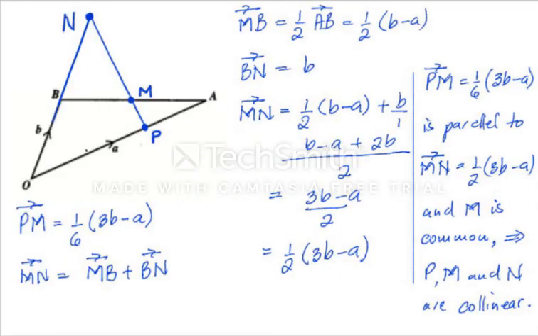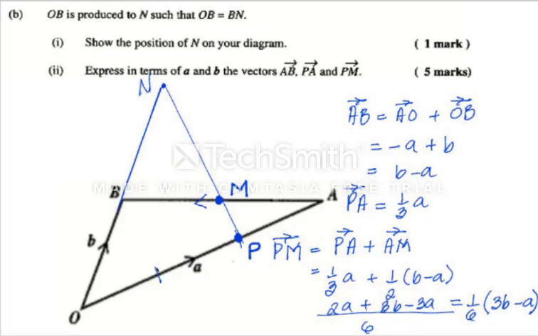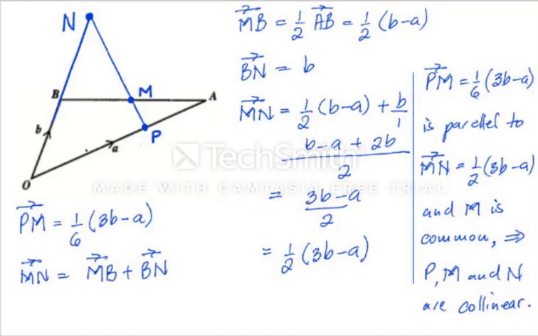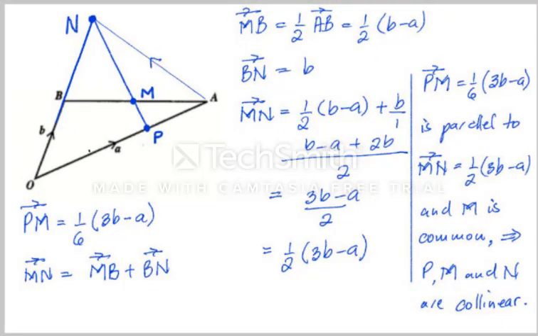So D, A is (6, 2) and B is (1, 2), and we're to calculate the length of AN. To get from A to N, what are you going to do? That's AN, and we're asked to calculate the length of vector AN.